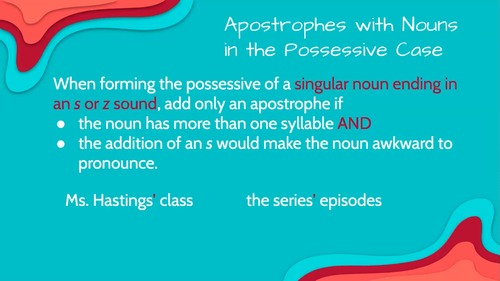The same is true with the word series, the series' episodes. The apostrophe helps us know that it's singular. If we added the S, it would say serieses, which again doesn't sound right. It's awkward. And the species' characteristics, same idea there. If we add an extra S after it, then it reads species's, which again sounds awkward.